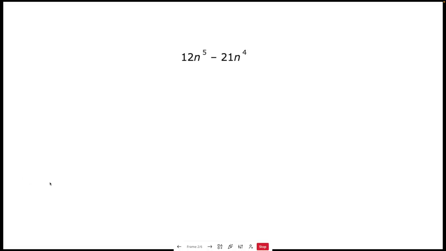Today we're going to be talking about how to factor out monomials from algebraic expressions, similar to this problem that you see up on the screen. Just a reminder, this is the short version, so we're going to go pretty quickly through just the main ideas.